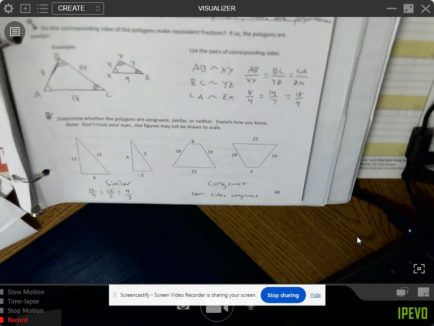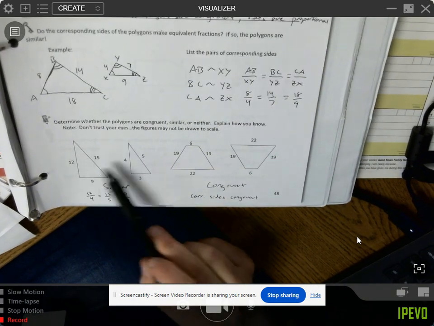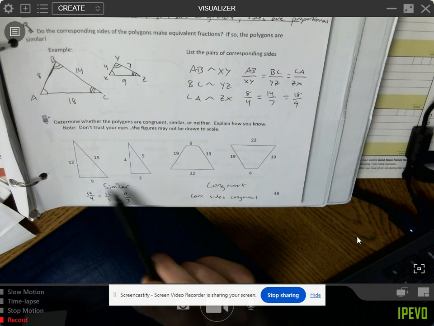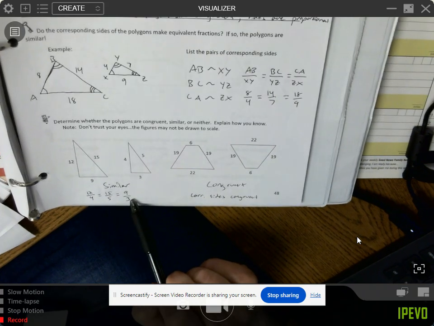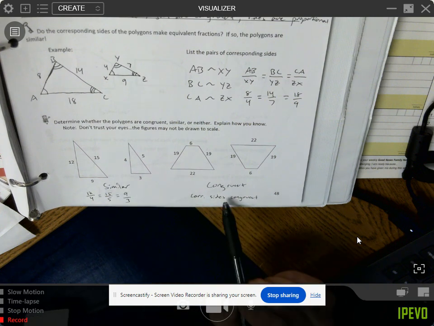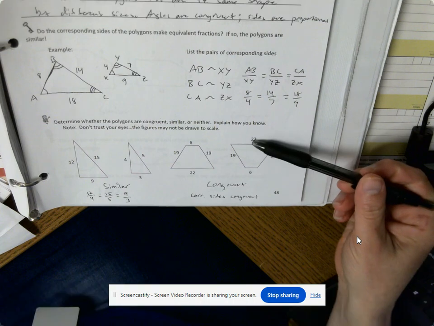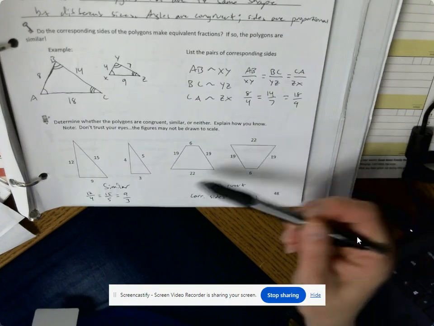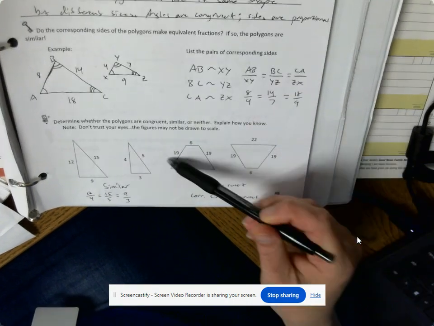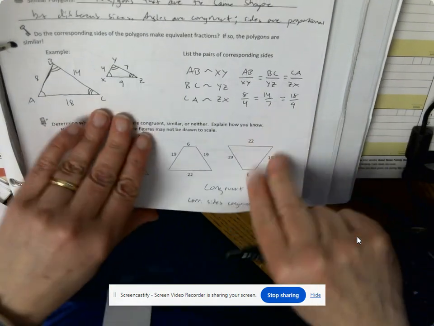So on the bottom, we could prove that 12 over 4, 15 over 5, 9 over 3, they all divide down to 3. So it is similar. They are proportionate. For these two, if we flip this shape, every side, corresponding side, is the same measurement. So it is congruent. I think we did bottom two together last class. All right.